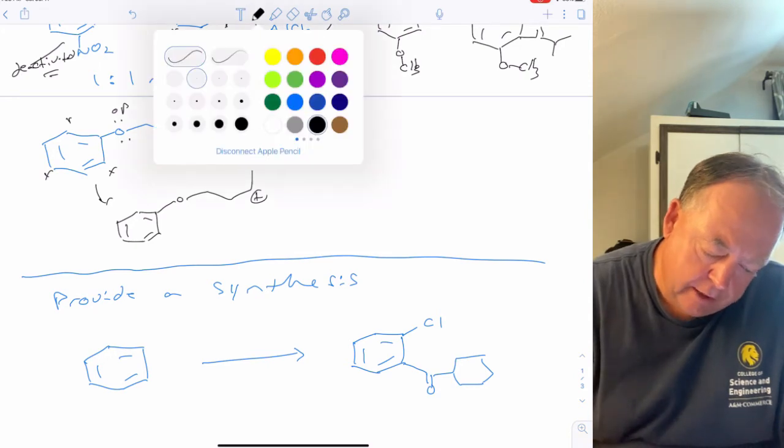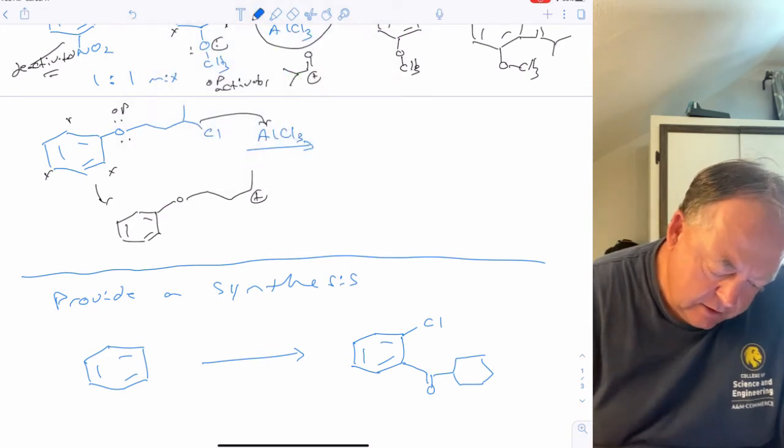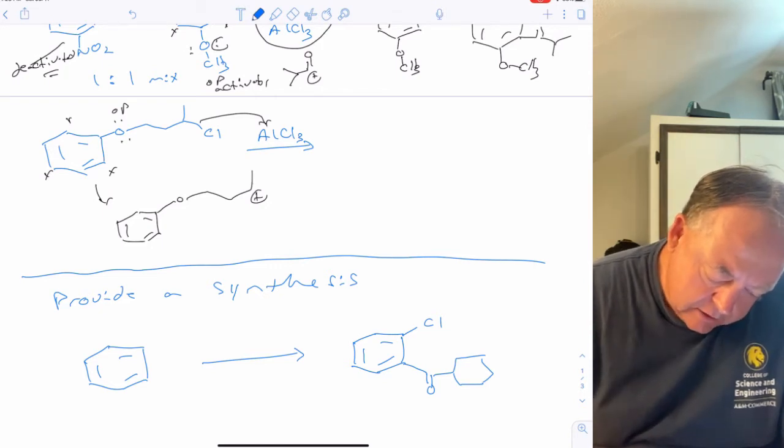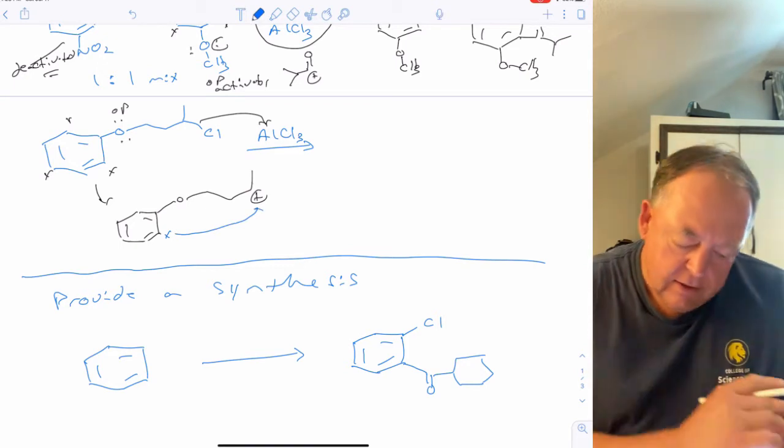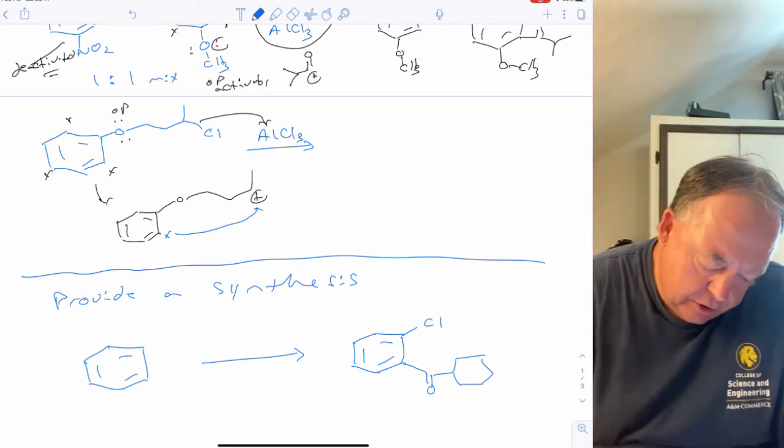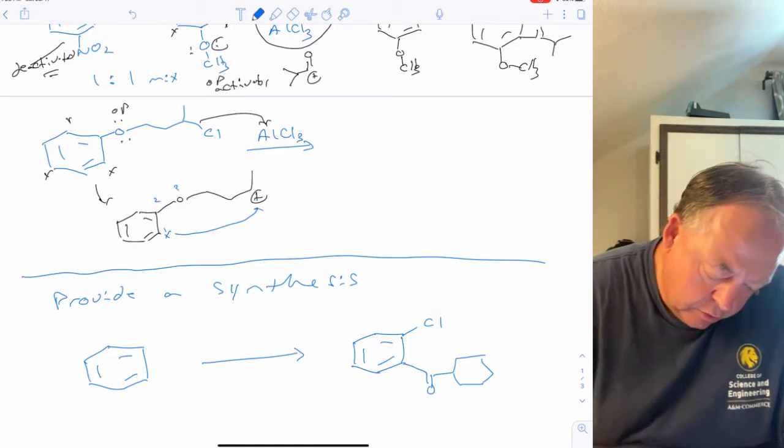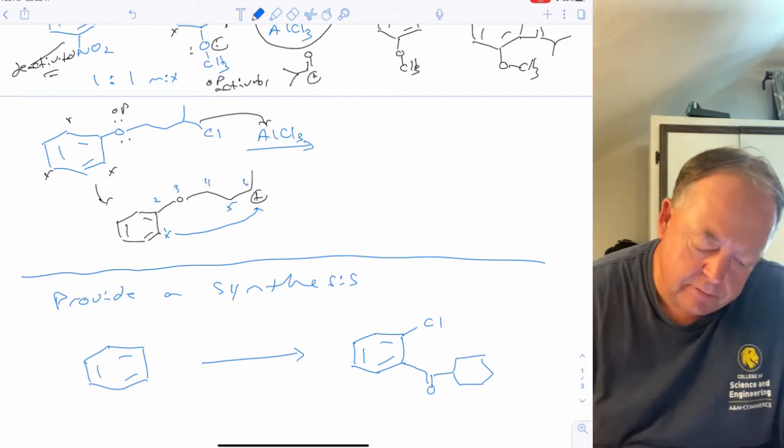you're going to make a ring. So anytime you make rings, I recommend you number. So that's going to be, so let's see. So basically what's going to happen is you're going to do electrophilic aromatic substitution on this carbon. So that's going to be attached to that carbon. So you're going to make a 1, 2, 3, 4, 5, 6 membered ring.